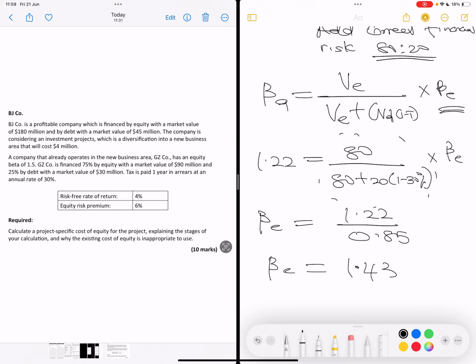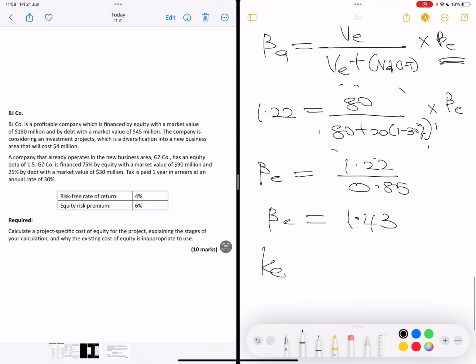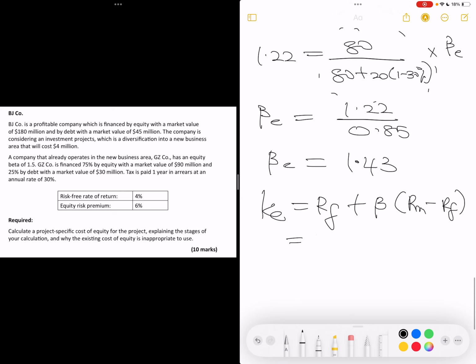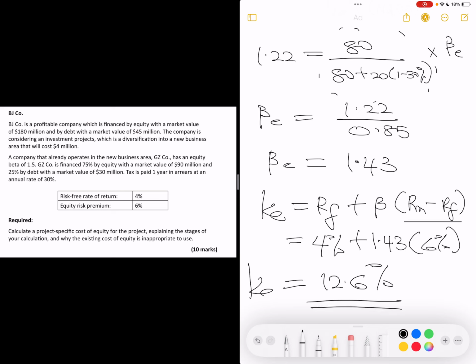So beta equity is 1.43, and that is what we now need to use in our cost of equity that we want to calculate using CAPM, which says RF plus beta into RM minus RF. So that equals RF is 4%, it's been given, plus 1.43 into RM minus RF, which is the premium already, so we don't need to stress too much. It's been given as 6%, and that gives us 4% plus 1.43 times 6%. If you do that, times 6 plus 4, that gives us 12.6%. And that is the project-specific cost of equity that we have been asked to find.